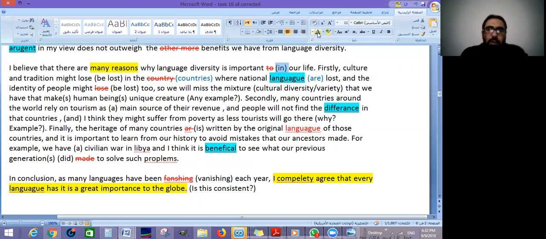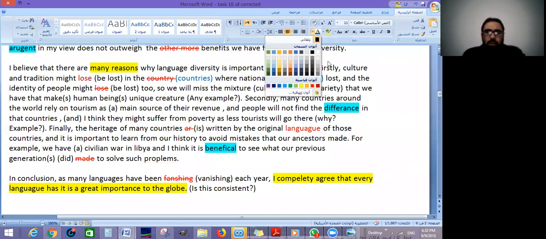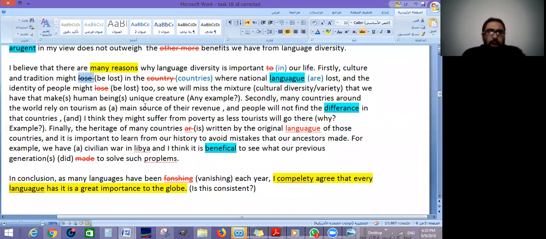So let's take a look. There are many reasons why language diversity is important in our life. Firstly, culture and tradition might be lost. Let's say might be lost. I think so. We could say might be lost in the countries where national languages are lost.